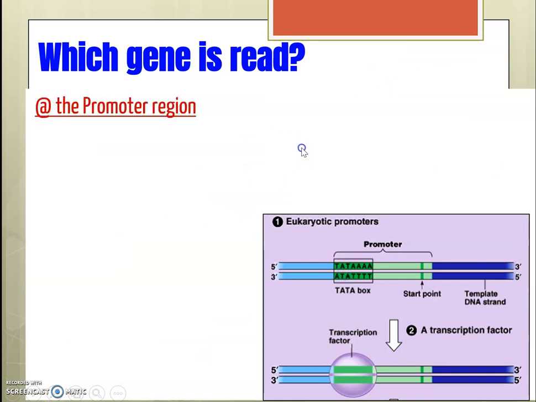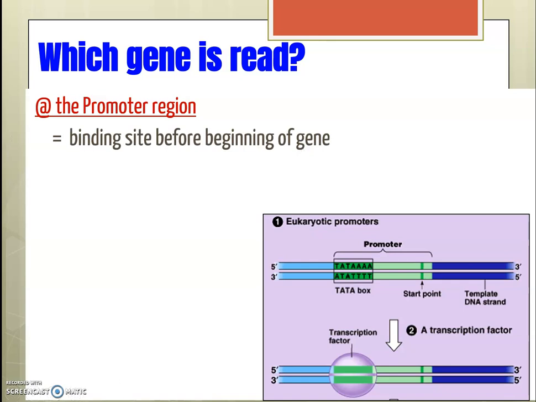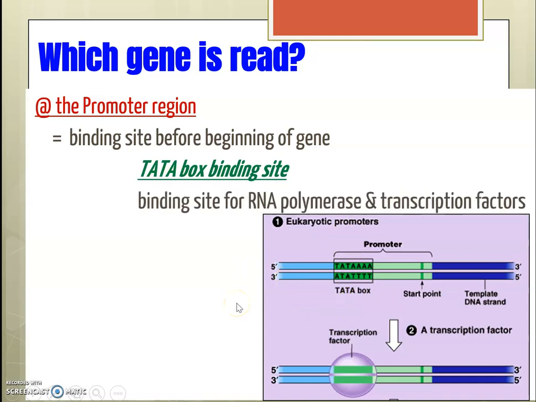Okay, so which gene is read? How do we know which gene to actually transcribe and start with? Like I said, there's this thing called the promoter region. That's the binding site before the beginning of the gene. The promoter region is basically the area that tells you, hey, we're about to get started with transcription. They call it the TATA box binding site. No, it's not tatas, okay? It's just because there's thymine, adenine. So TATA, that's the box where you know it's a promoter. That's the binding site whenever that part of DNA is read. That's the binding site for RNA polymerase and the other transcription factors.